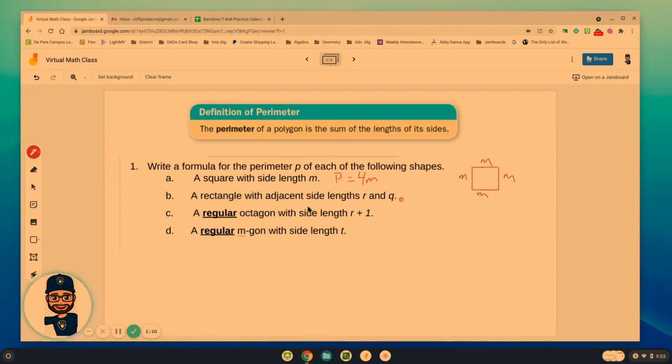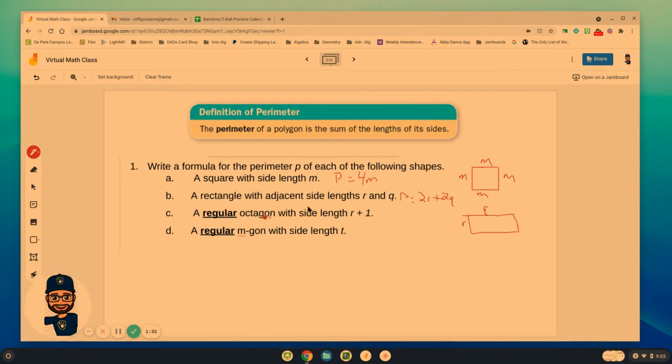Well, what about a rectangle that has side lengths of r and q, right? R and q. Well, the perimeter here would be 2r's plus 2q's. Okay, 2 of the r lengths and 2 of the q's.